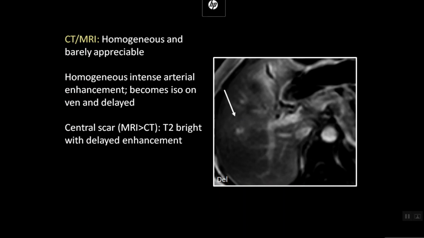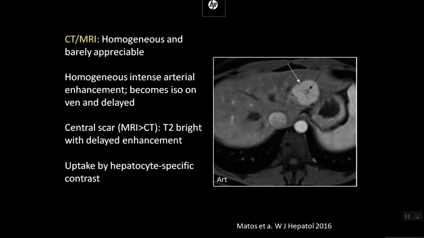So when you see this, do you need a hepatobiliary phase? You don't need it. But not all FNH are classic. So when you're not sure, you can do a hepatobiliary phase. And again, because it has functional hepatocytes, they will show uptake.